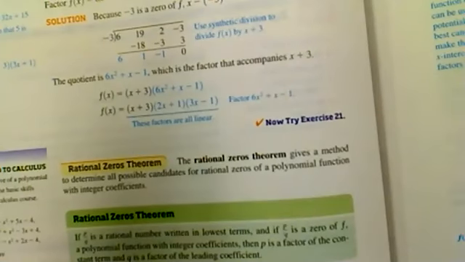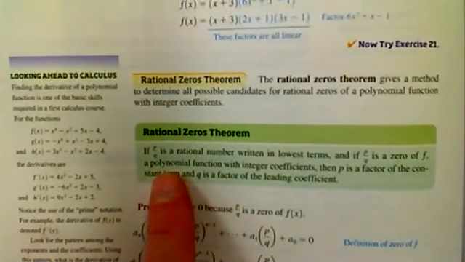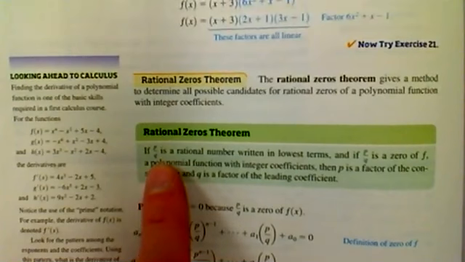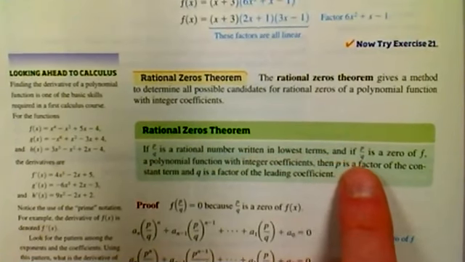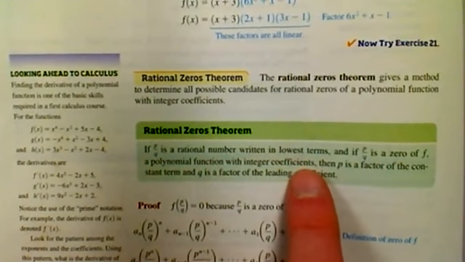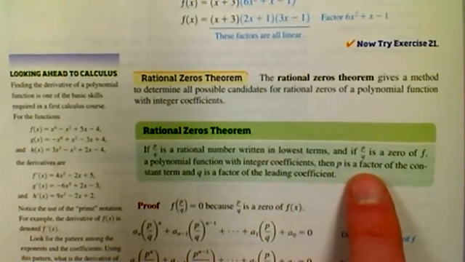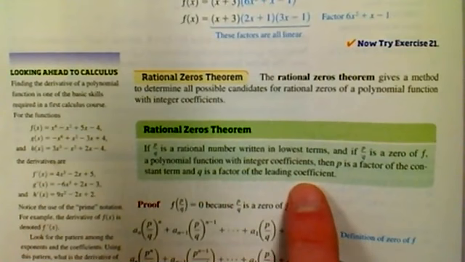Okay, guys, continuing on with 3.3, I want to start off by reading the rational zeros theorem. And this is in your book. This is page 328. It says if P over Q is a rational number written in lowest terms, and if P over Q is a zero of F, a polynomial function with integer coefficients, then P is a factor of the constant term and Q is a factor of the leading coefficient.